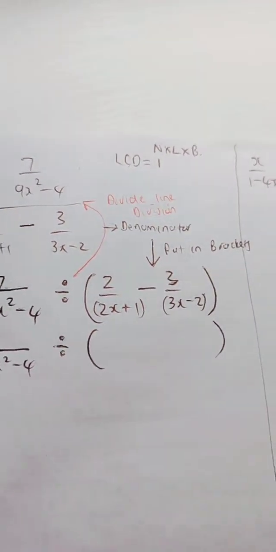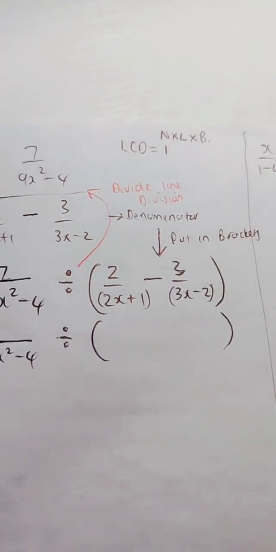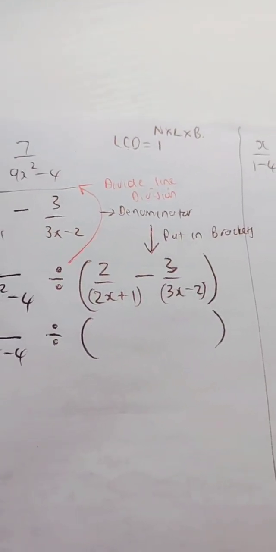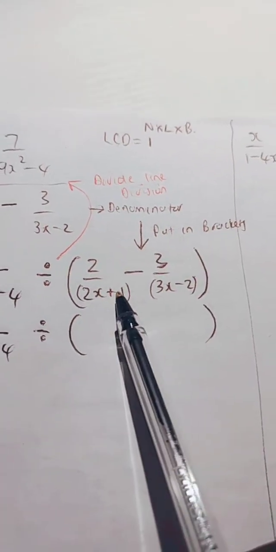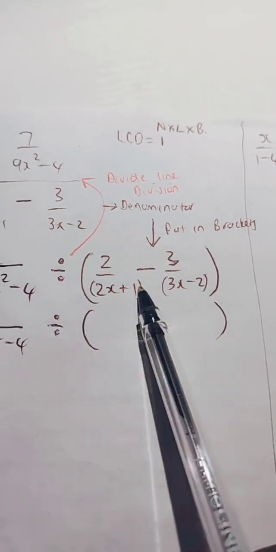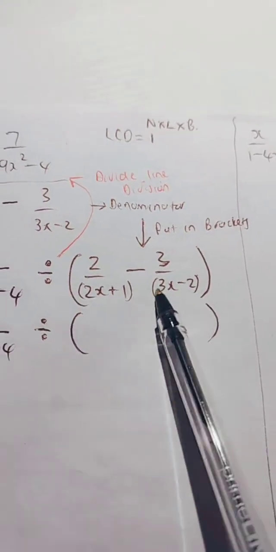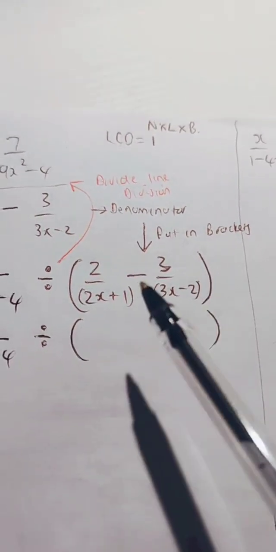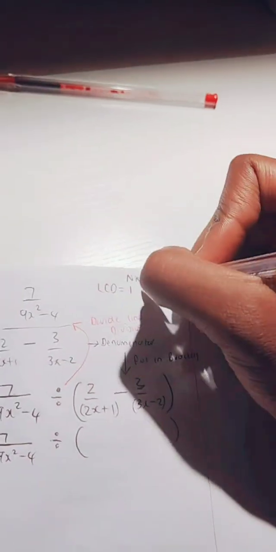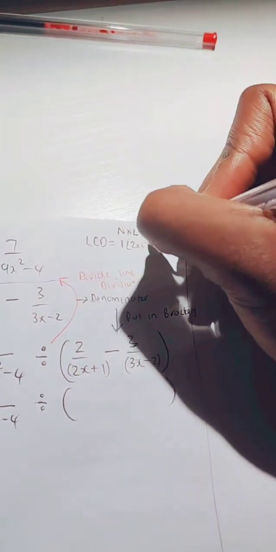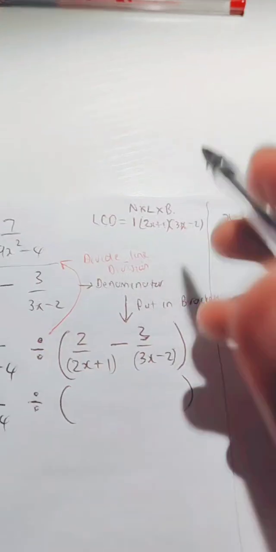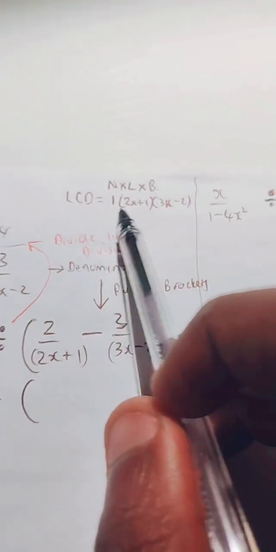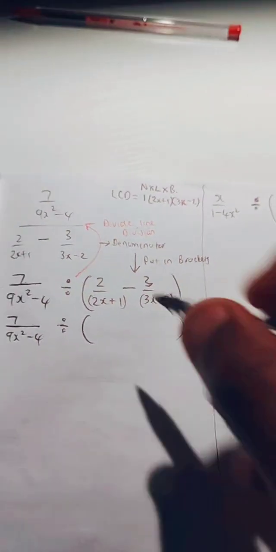Bracket, like I said, the common bracket with the highest exponent. Also, if it is unique, 2x plus 1 is unique, it is the only one with the highest exponent. 3x minus 2 is unique, it is the only one with the highest exponent. So the product of 2x plus 1 and 3x minus 2 is what forms my lowest common denominator, the product of those two.